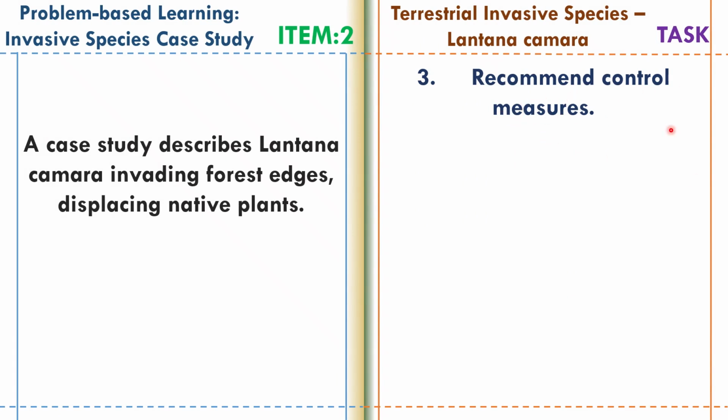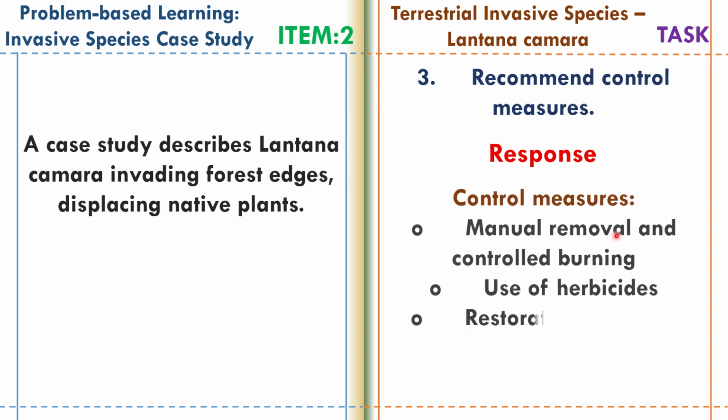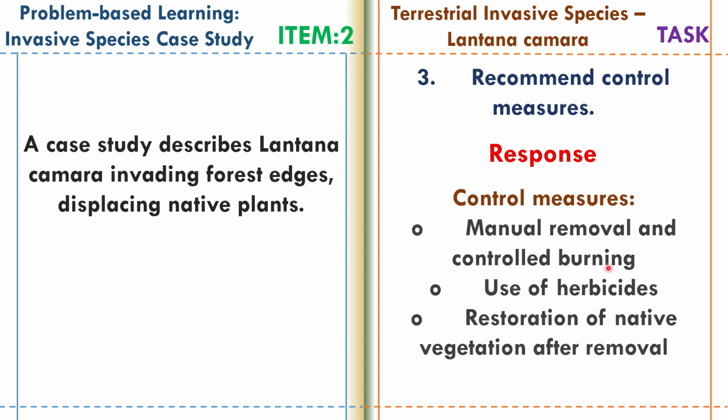Recommend control measures. Control measures will include manual removal and controlled burning. We can use herbicides, and restoration of native vegetation after removal.